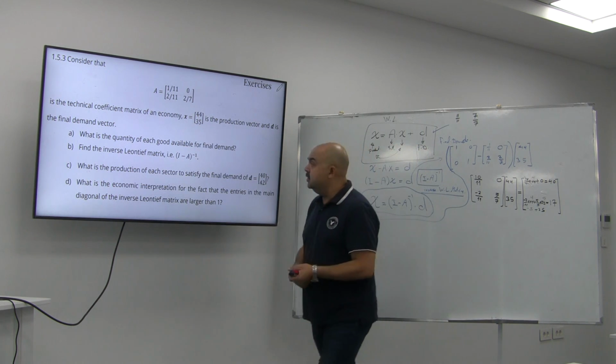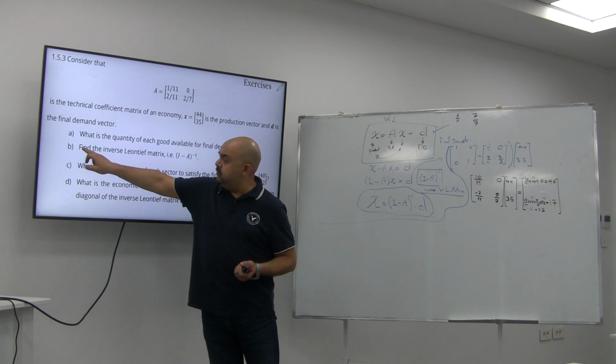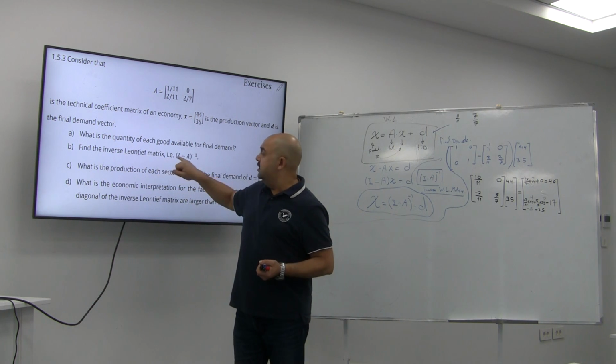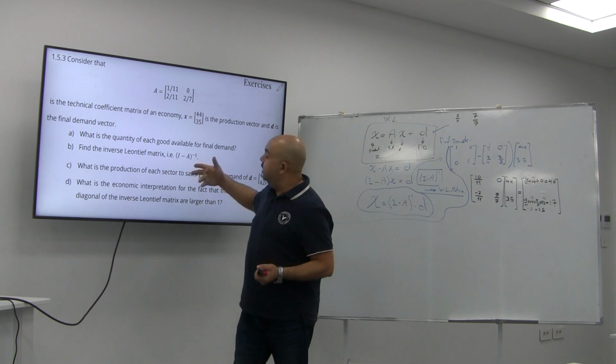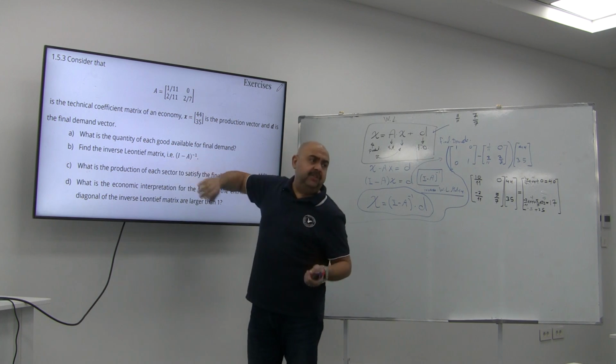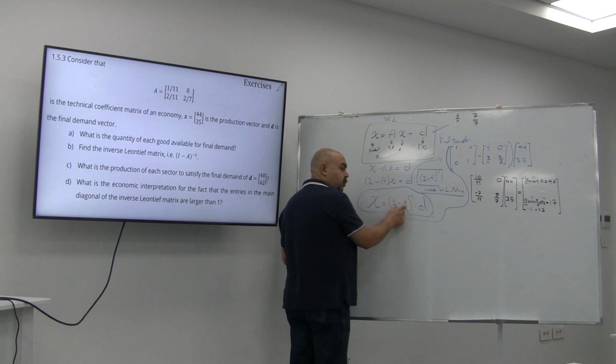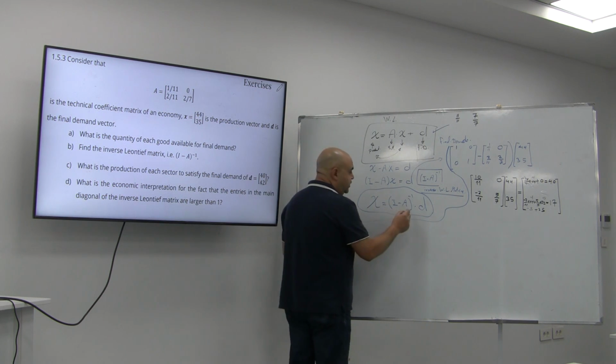Okay, very good. Now I want to find the inverse of the Leontief matrix. That's I minus A to the power of negative 1. You know that I need to find this one. How to get this matrix?